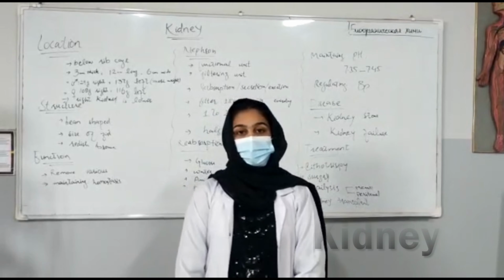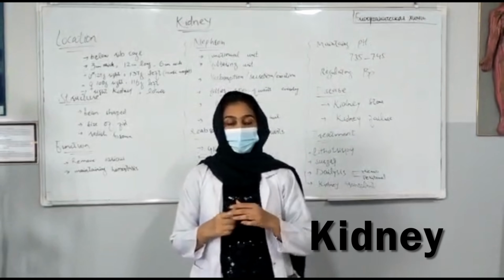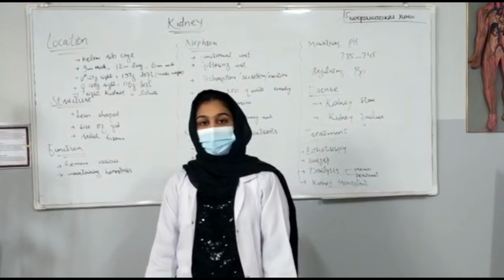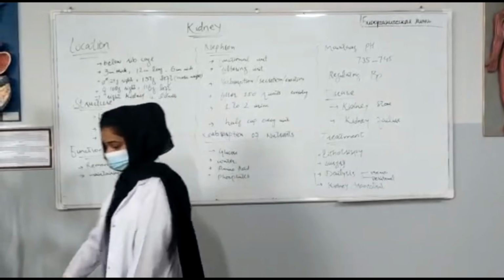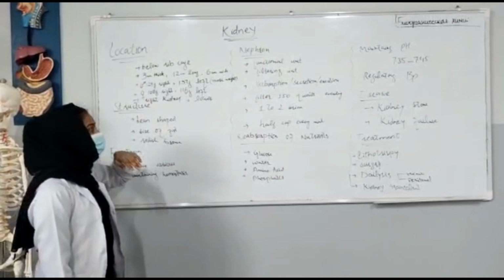Today I will discuss kidney with you. Kidney is an organ in our body. The main function of kidney is the filtering of blood and making urine. Then we discuss its location. It is present below the rib cage.